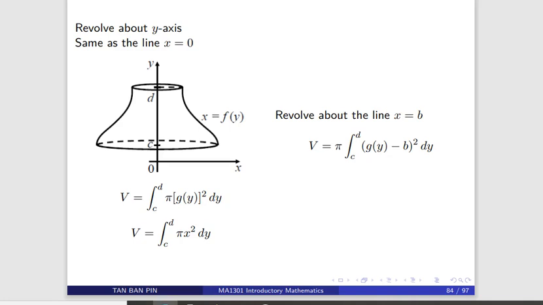When we revolve about the y-axis, the formula for finding the volume of the solid formed is the integral from c to d of pi g(y) squared dy, or pi x squared dy, integrated from c to d. The y-axis is the vertical line, and the equation of the y-axis is x equal to 0.